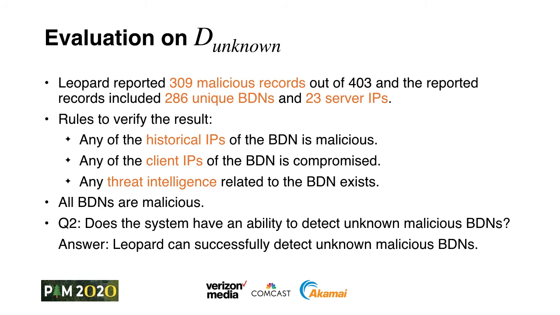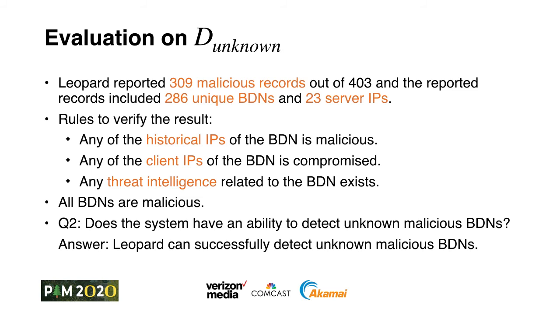Before applying the classifier to the unknown set, we retrain the classifier on the whole dataset. At last, Leopard detected 286 unique blockchain domains and 23 server IPs. Without precise information to label these domains, we made some rules to verify the result.